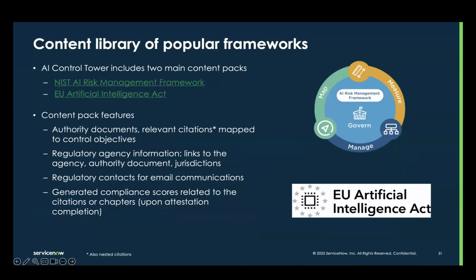And I mentioned it a couple of times, so we're shipping two main content packs, one for the EU AI Act and the second to support the NIST AI risk management framework. Both of those include relevant citations, which are mapped to control objectives. And then you can obviously see associated products within that, descriptions, authority documents, and so on. And then, of course, we'll look to update these content packs as we go forward with each release, and you don't require a separate subscription for these.